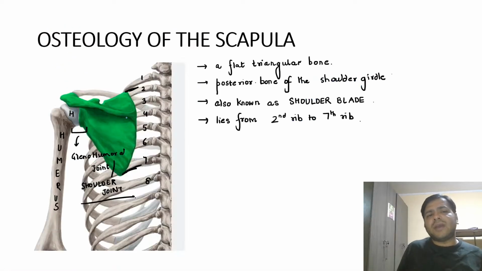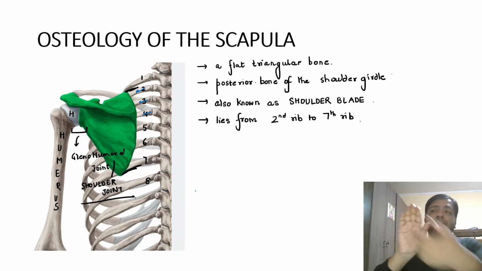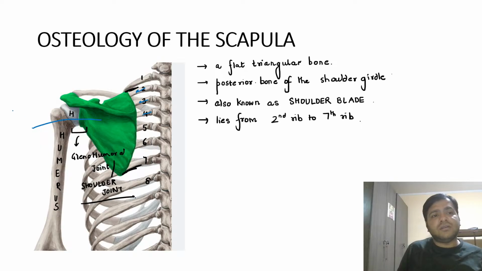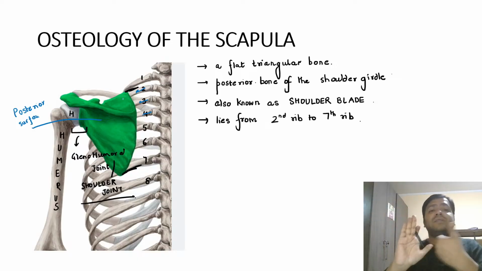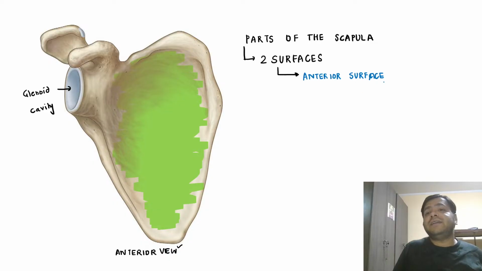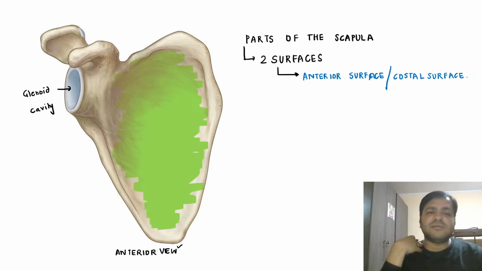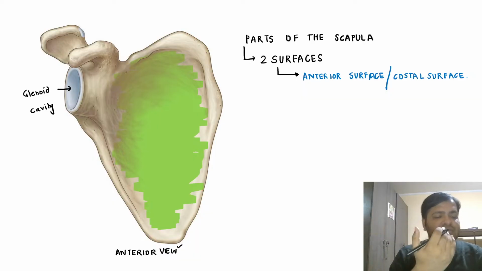Now, if you just see the scapula, guys, what passes in front of the scapula? Ribs pass in front of the scapula, from the front surface. The surface which you can see over here is the posterior surface, the one at the back. But from the front surface of the scapula, the ribs pass, and we also call ribs costal ribs. So the anterior surface is also called the costal surface. So the two surfaces: we have the anterior surface, also called the costal surface. And from this surface, what is passing? The ribs.